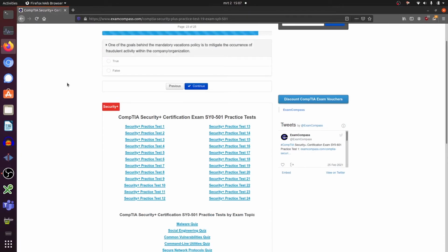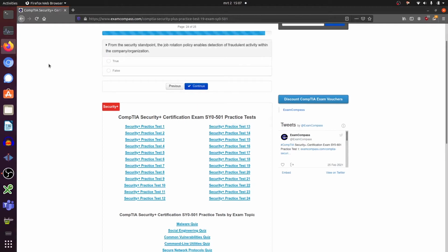One of the goals behind the mandatory vacations policy is to mitigate the occurrence of fraudulent activity within the company or organizations. Yes, very true. When you leave a certain employee at one post too long, he will either become corrupt itself, or he makes certain mistakes that are difficult to track. And when you go mandatory vacation, this is a way to mitigate that. Sometimes to say it's just a matter of time before people get corrupt or make mistakes.